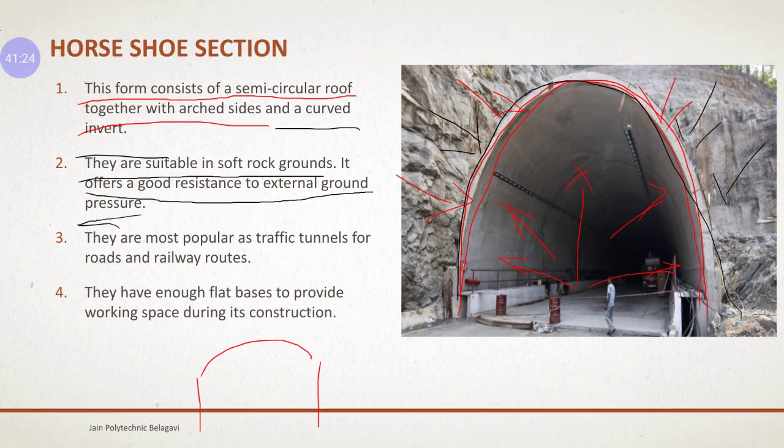This is the most popular section of all of these. Two are used for traffic tunnels, that is the segmental or D shape and the horseshoe shape. The horseshoe is used for soft ground, and the segmental is used for both hard and soft ones. So this is all about these sections and shapes of tunnels. The further part will be covered in the next lecture.